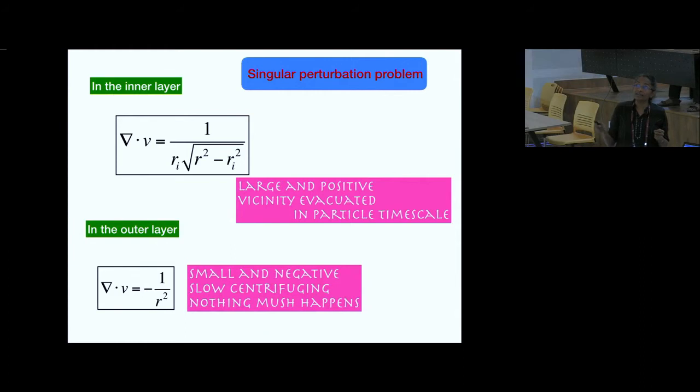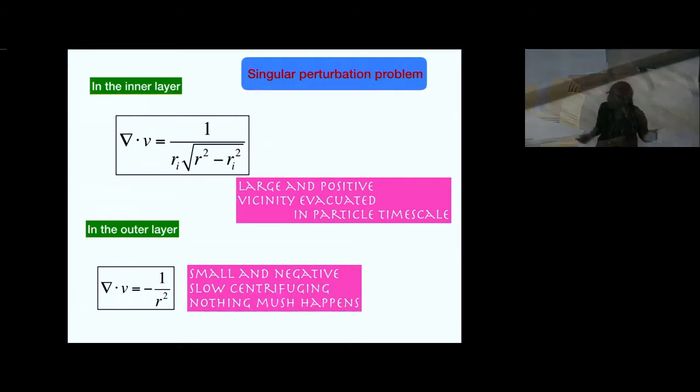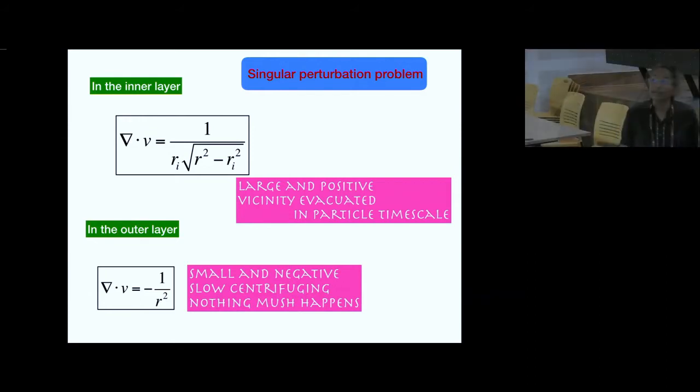When I do that, and as I said, this is a singular perturbation problem. In other words, it has boundary layer structure. So the del dot V inside the inner layer is large and positive. That means the vicinity of the inner layer is very rapidly evacuated by the particles. So in fact, in a particle time scale, that means in milliseconds, this vortex thing is evacuated. So this is what happens in the inner layer. So the vortex becomes empty. Actually, Raymond Shaw had recognized this a while ago, although he didn't think of it in caustics language. He realized that it will evacuate rapidly, and especially in intermittent vortices, you'll have an effect.